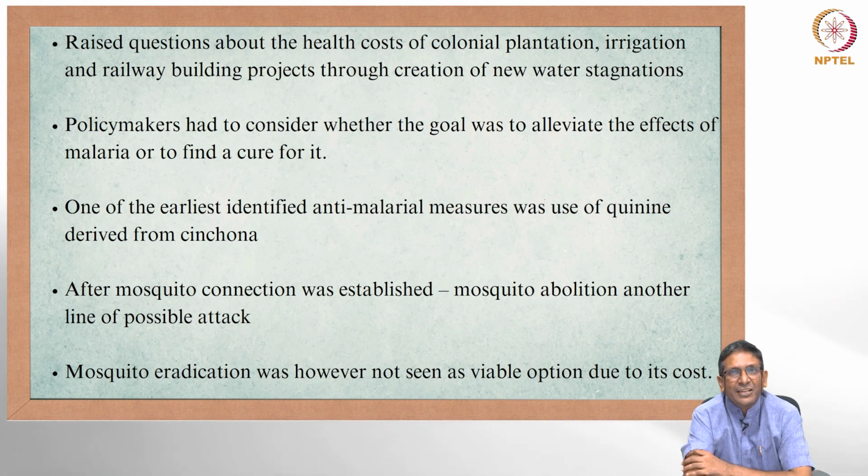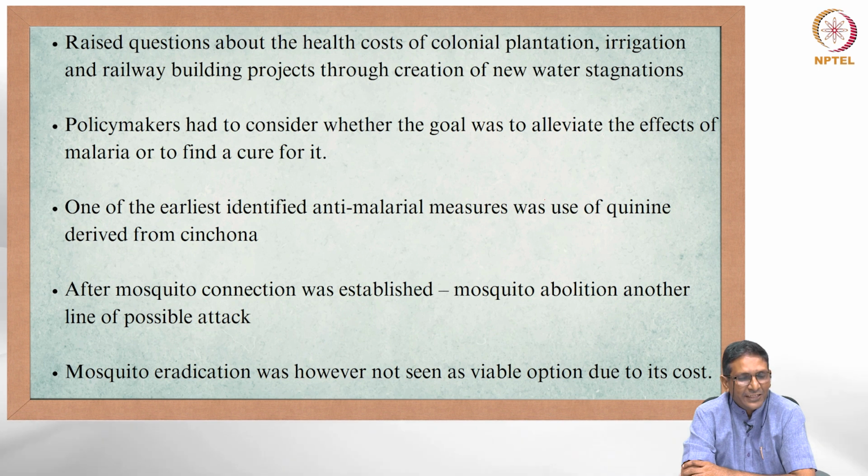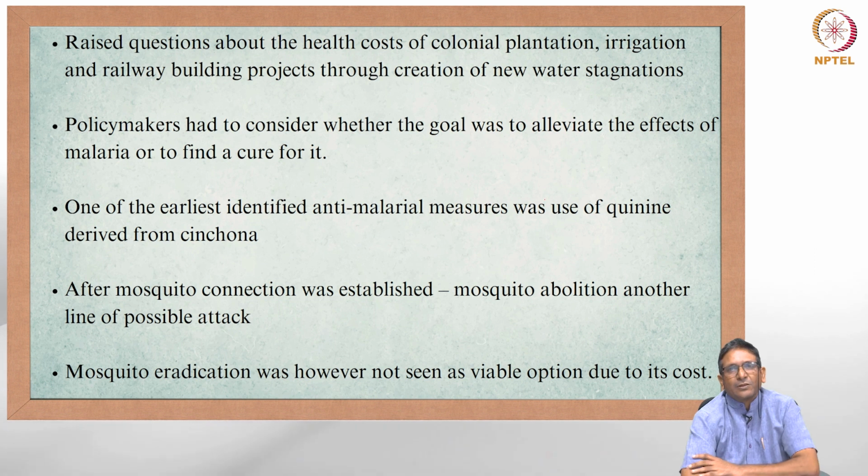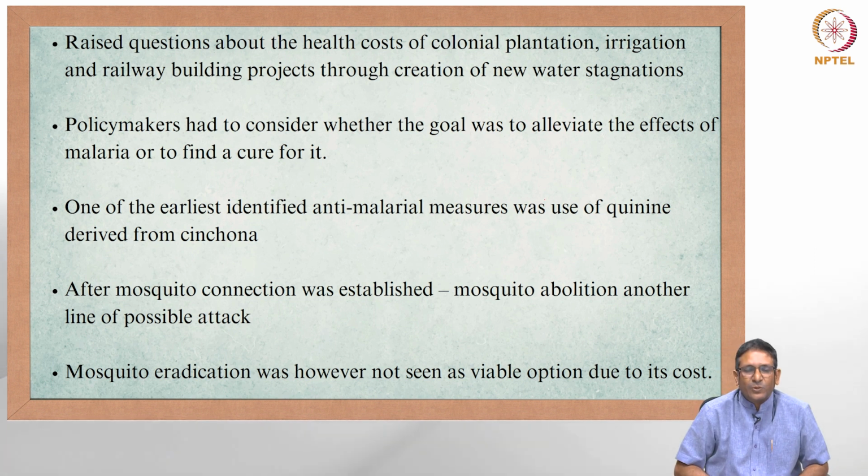So, malaria very rightly raised questions about the health costs of several colonial projects, which I had already mentioned in an earlier lecture. Some of the colonial projects like tea and coffee plantations, irrigation, and railway network building projects, for instance, led to the creation of stagnant water, pools of stagnant water over long periods of time, which were conducive to particular kinds of diseases like malaria.